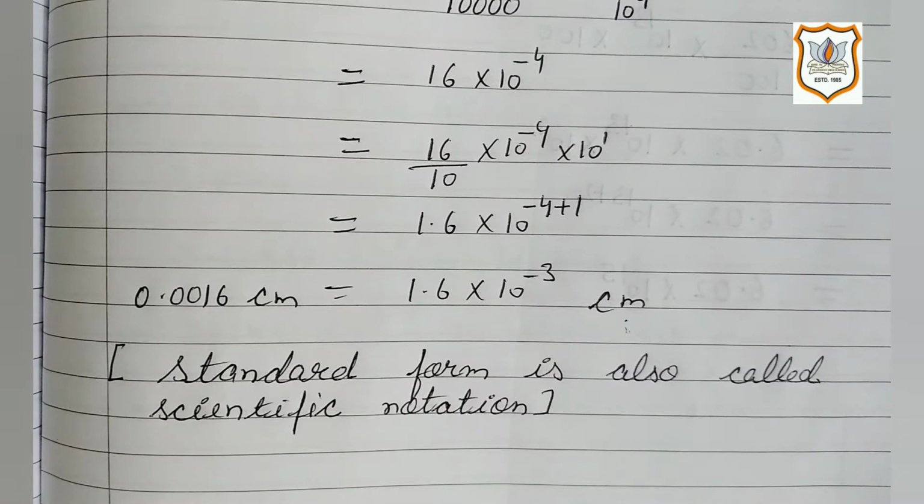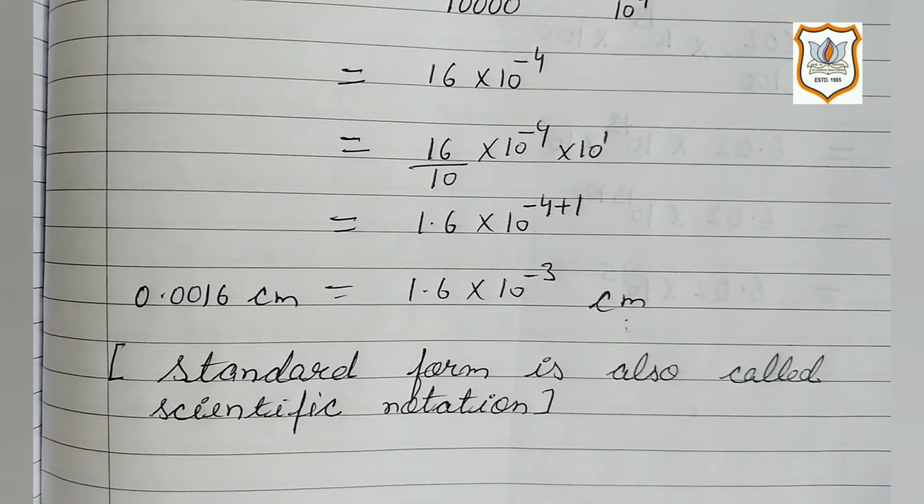So students, we can say it is difficult to read, write and compare very small and very large numbers. So standard form is used to represent them. Very small numbers can be expressed in standard form using negative exponents, and standard form is also called scientific notation.